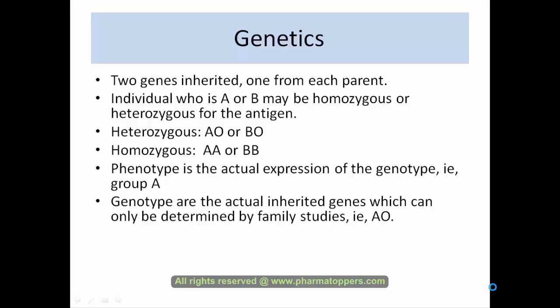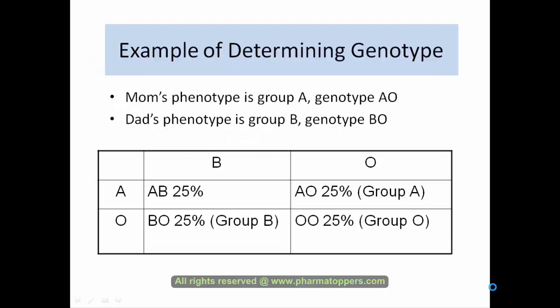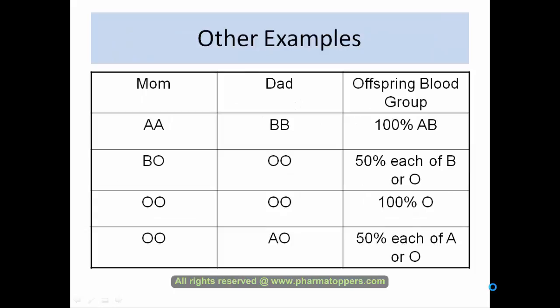Phenotype is the actual expression of the genotype, for example, group A. Genotype consists of the actual inherited genes, which can only be determined by family studies, like AO. Here you can see the mom's phenotype is group A and her genotype is AO, while dad's phenotype is group B and his genotype is BO. So what are the possibilities? The child may be AB, AO, BO or OO. All four possibilities are there, all in the same ratio. As another example, with AA and BB parents, 100% of the offspring will be AB.